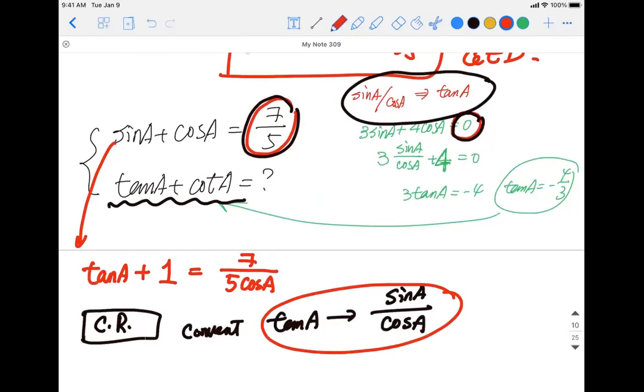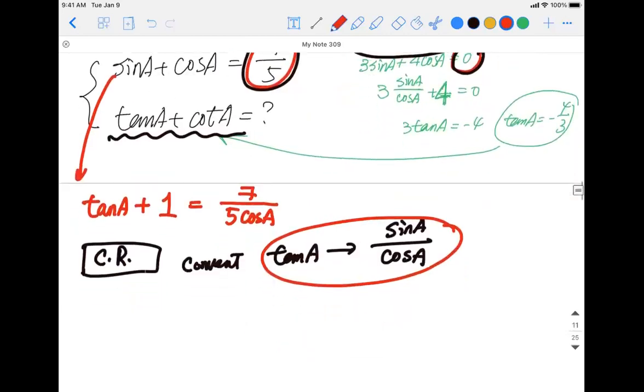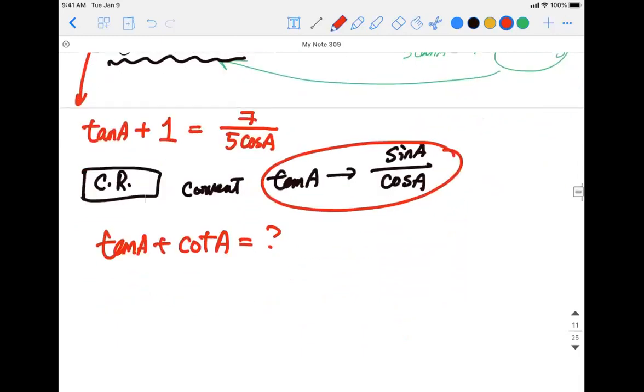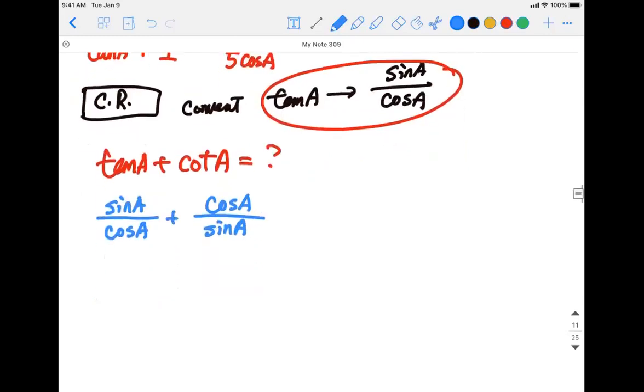So let's have a look. How can we do this? Tangent A plus cotangent A equals what? Like I said, I can't do sine, cosine going to tangent. I want to do the other way around. Tangent goes to sine over cosine. Tangent is sine over cosine. Cotangent is cosine over sine. Okay, no problem. Let's keep doing this.